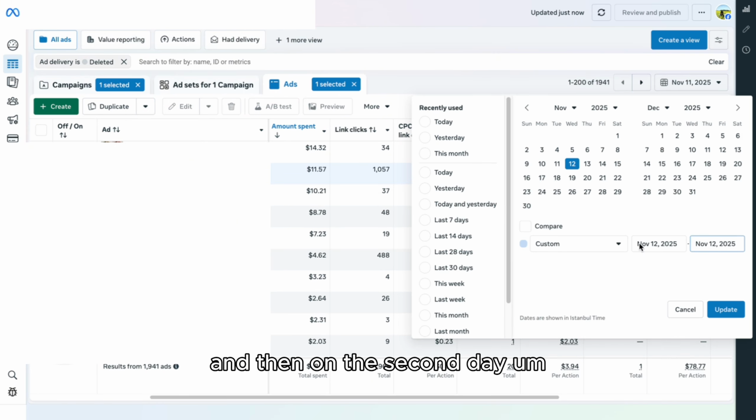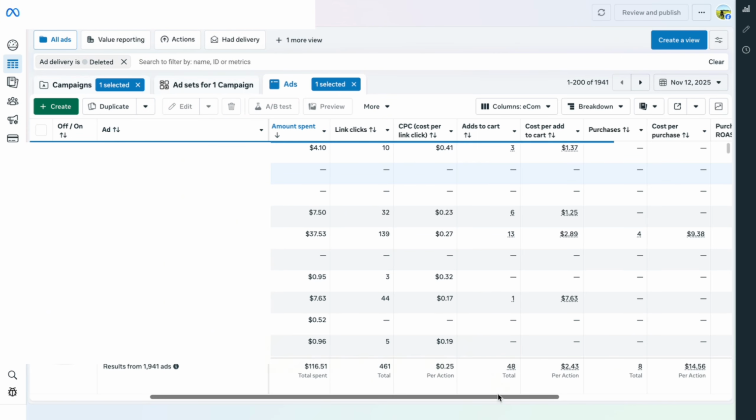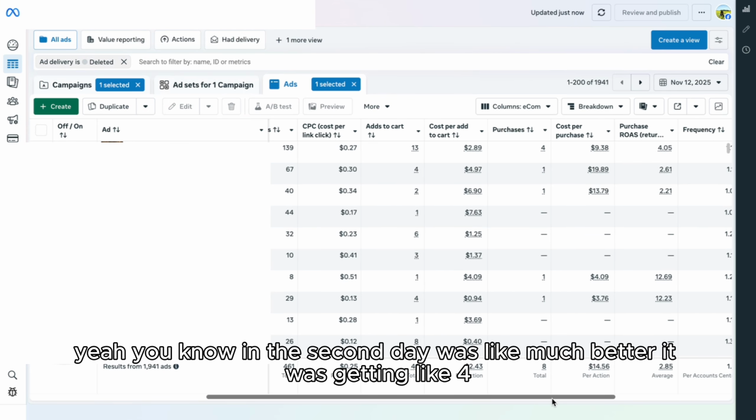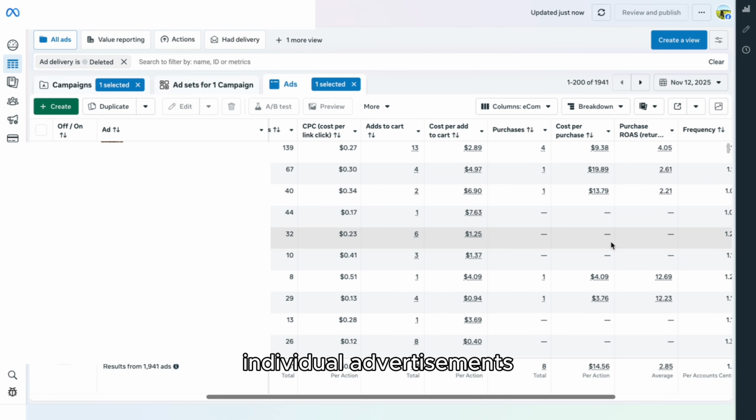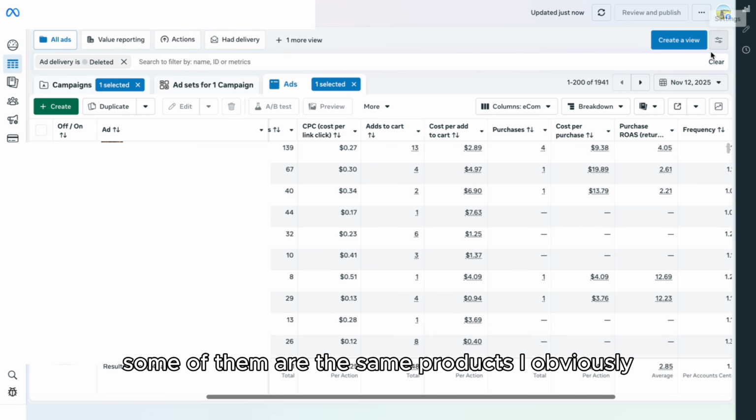And then on the second day, it was much better. It was getting a 4 ROAS, 0.61 ROAS. These are all individual advertisements. Some of them are the same products.